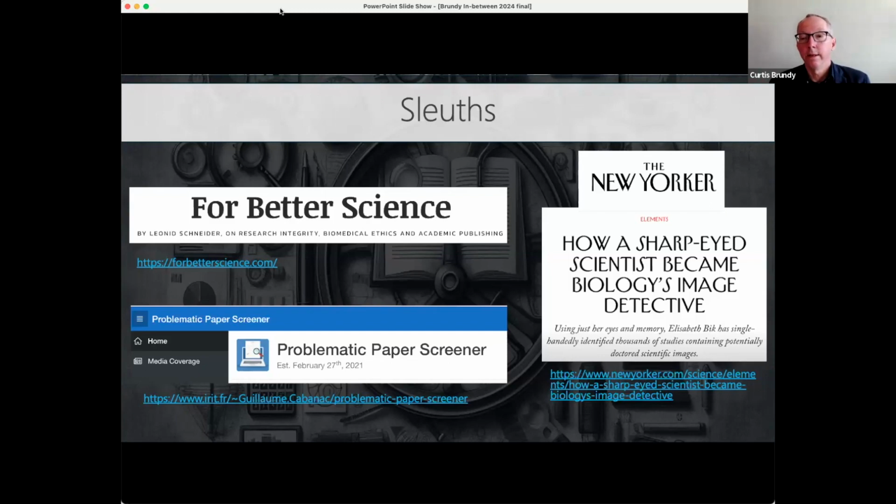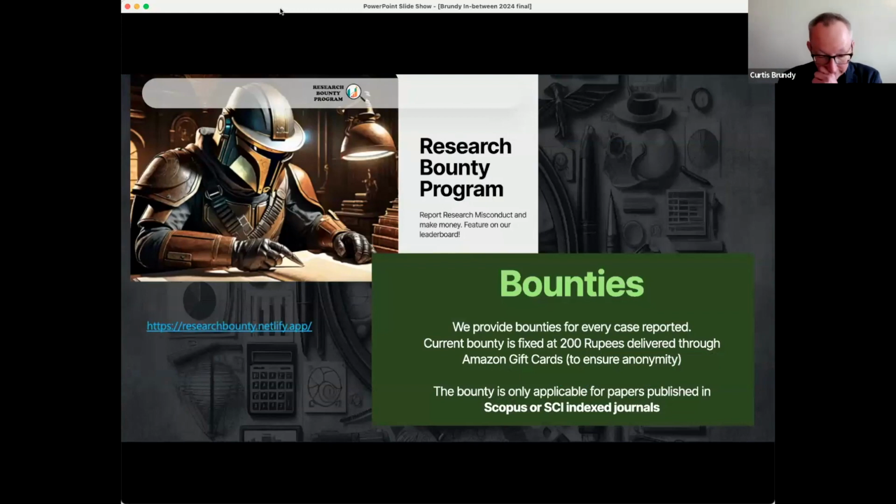So, still talking about the community response to the paper mill crisis, now moving to a new initiative. This is a program out of India that is close to launching, if it hasn't launched already, the Research Bounty Program. What this program is doing is they have received funding, and they are actually going to pay when you report a problem paper and that leads to a retraction. And there's some defined criteria. I put the website here if you want to find out more about how this is all working. But the general idea is you report the paper, it leads to a retraction, and they're going to pay out an Amazon gift card.